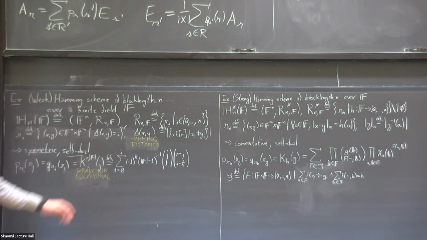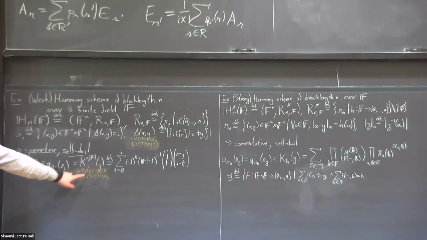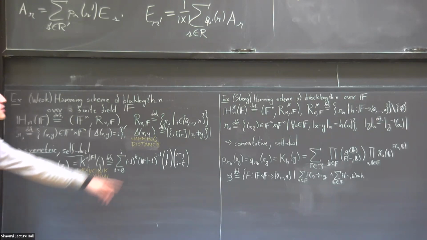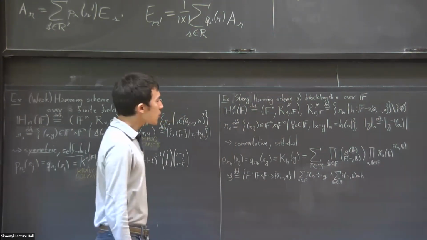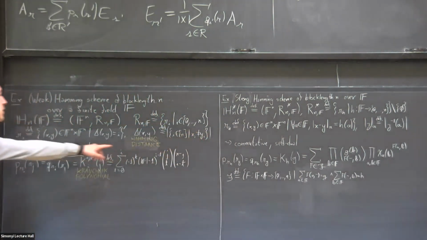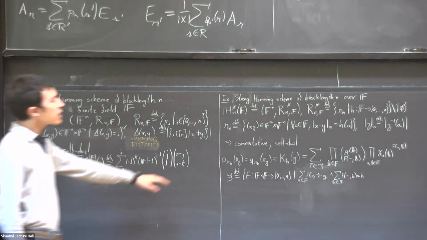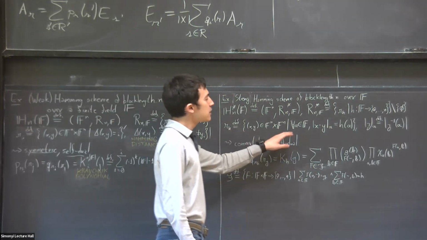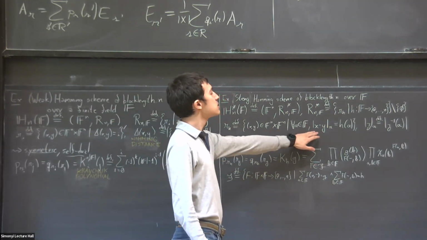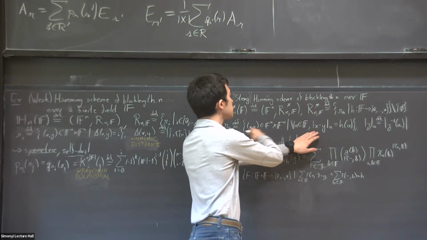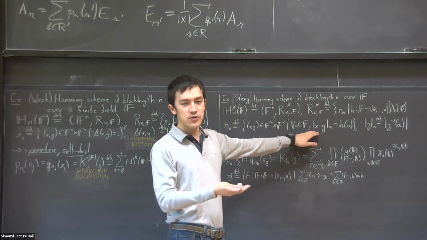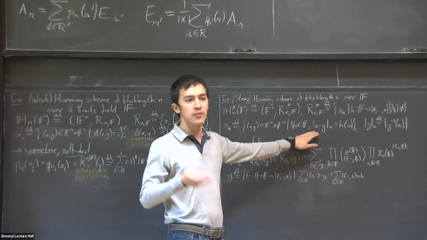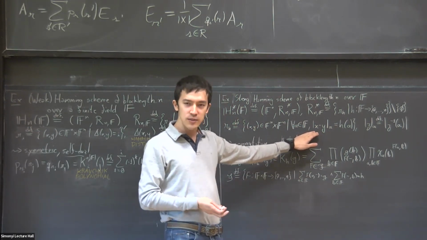Okay. Now you could do something more complicated than the weak Hamming scheme, which is the strong Hamming scheme. Instead of just measuring the Hamming distance, you actually look at the difference of these two words. So you take the difference of the two words and you say, well, if I look at the difference, how many zeros do I see? How many ones do I see? How many twos do I see? And that's what determines a relation, right?